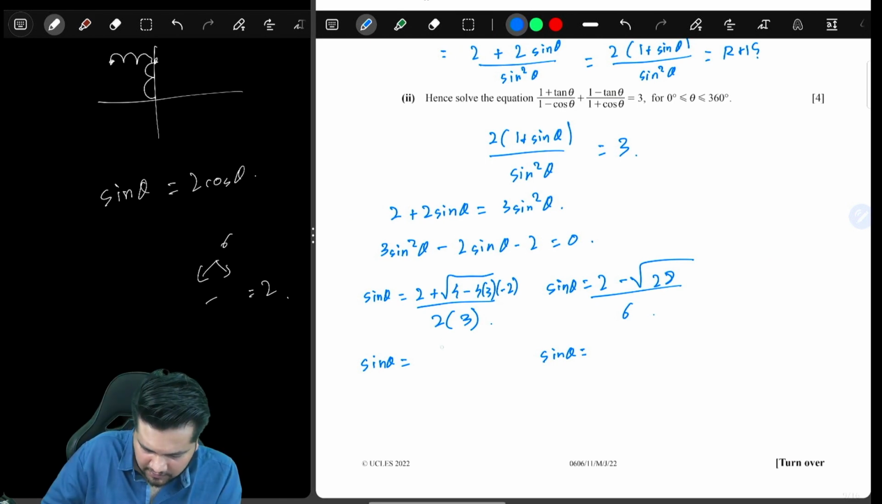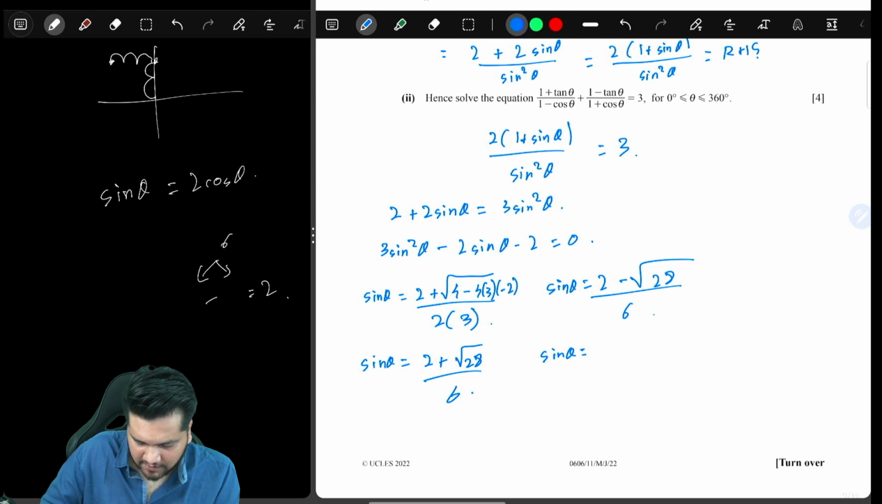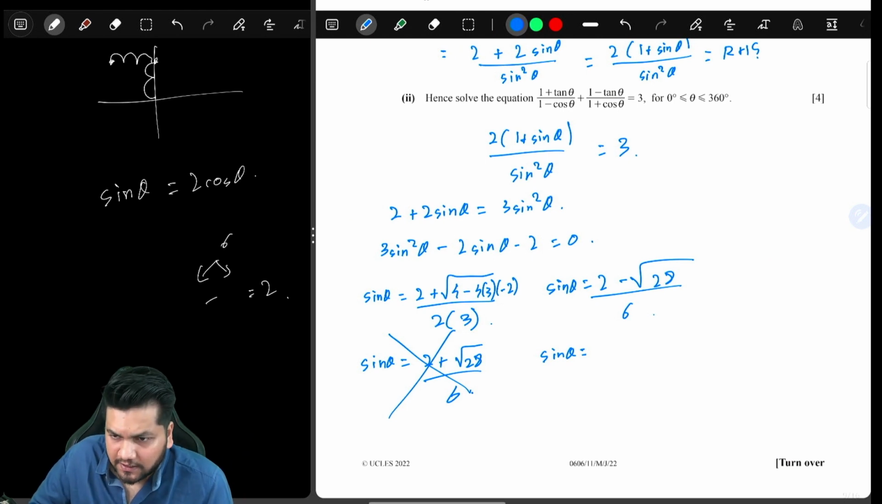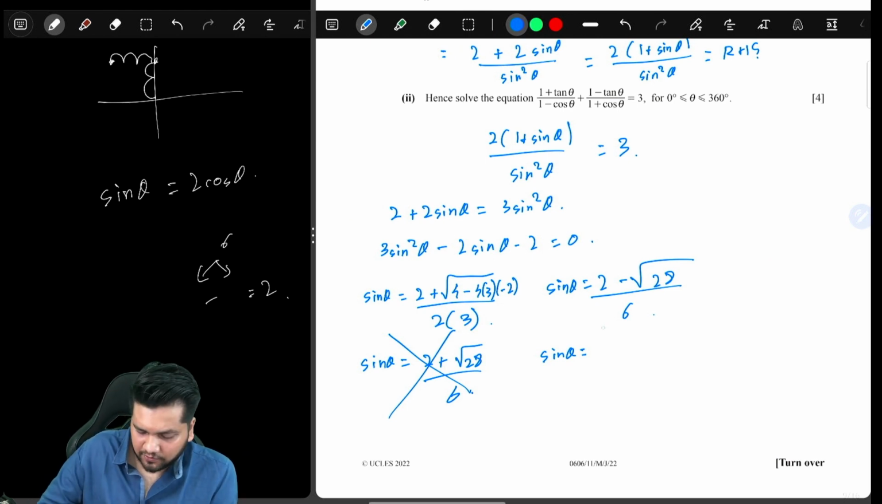So here I think you will get 2 plus, once again, root 28 upon 6, and 2 minus root 28 upon 6. Also, if you see here 2 plus root 28, obviously this value is greater than 6, the numerator value. But sine can only be between minus 1 and 1, the range of sine. So that's why this value won't work. So we'll have only this value.